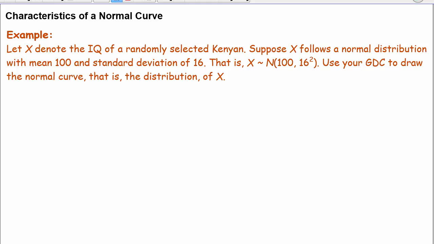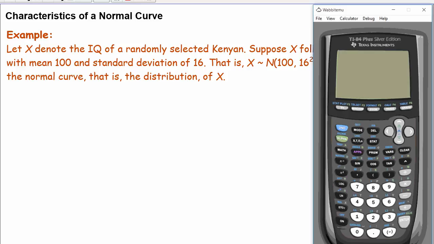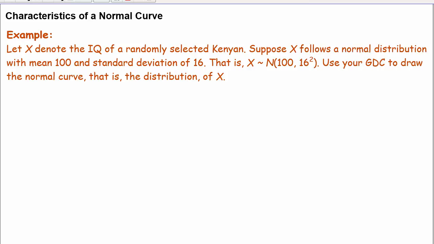Anyway, characteristics of a normal curve. I want us to investigate characteristics of a normal curve, and I'll use a calculator to do that. This is an example. Let X denote the IQ of a randomly selected Kenyan. Suppose X follows a normal distribution with mean 100 and standard deviation 16. Use your graphing calculator to draw the normal curve that is the distribution of X.